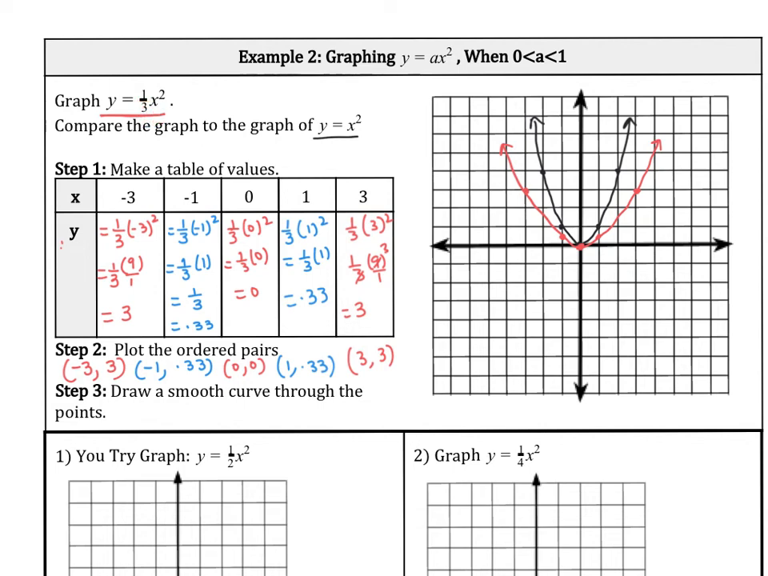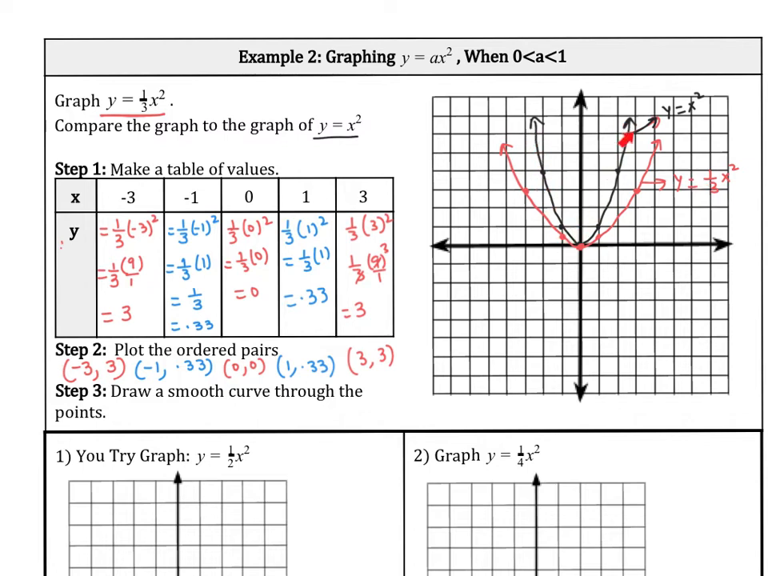Now we are going to compare these two graphs. The one graph we have is the original graph, that is y equals x squared, and that is our original graph. And the other one we have here is y equals 1 over 3x squared. Both of them are facing up because both of them have a positive sign in the front.